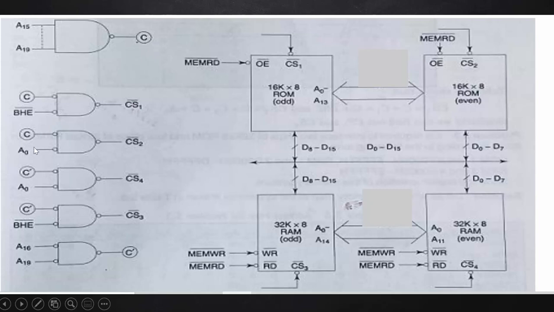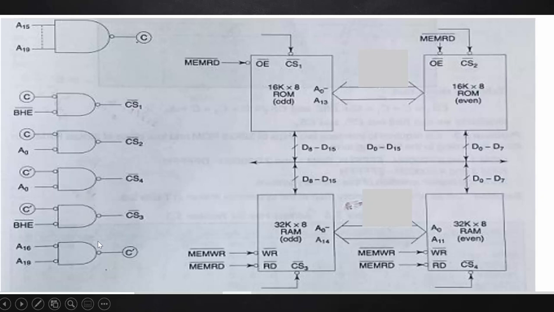So for setting the selection pin here, we use A0 with this particular gate output C. After passing through this gate, this output decides when the even bank of our ROM is to be activated. Similarly, for the output CS1 bar, while applying C and BHE bar to the gate, the value generated by this gate decides when the odd ROM bank is to be activated.